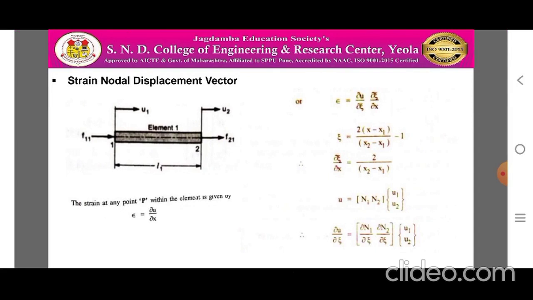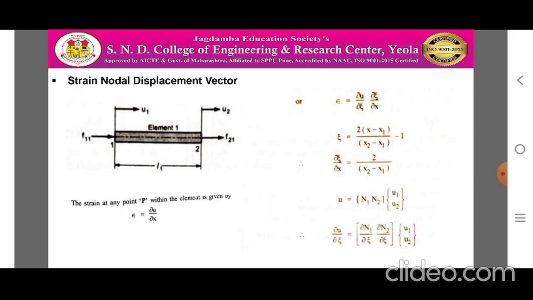Now, strain nodal displacement vector. We have seen element 1 at nodes 1 and 2 with deformations u1 and u2 respectively, while the forces are F11 and F21 at nodes 1 and 2 respectively. The strain at any point P within the element is given by epsilon equal to del u by del x. Or the strain can be written as del u by del xi into del xi by del x, where xi is the natural coordinate for the local coordinate system. So xi is given by 2 times (x minus x1) upon (x2 minus x1), minus 1. Therefore, del xi by del x is given by 2 upon x2 minus x1.